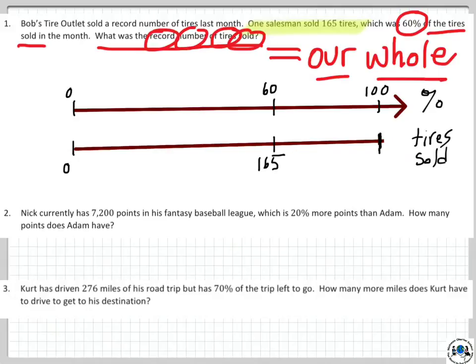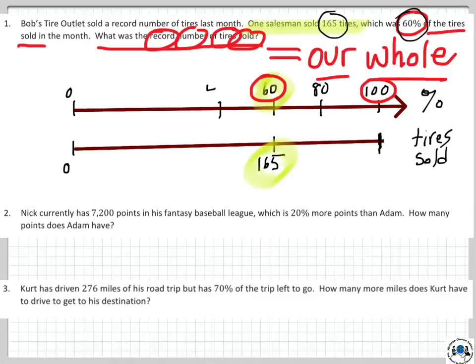I've set it up the way they've presented it to us, because I have 60% equals 165, because we know 60% of this record tires sold was 165. These are, in essence, the same thing, and that's why they sit and reside in the same spot on their respective number lines. All right, so we look at 100 and we look at 60.